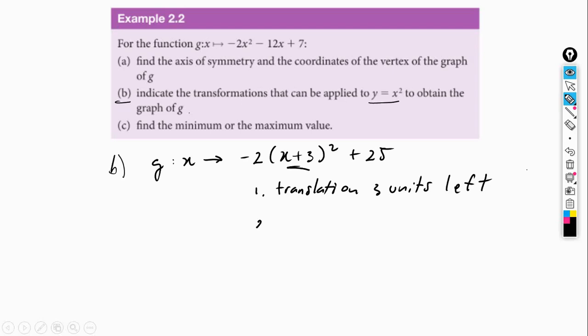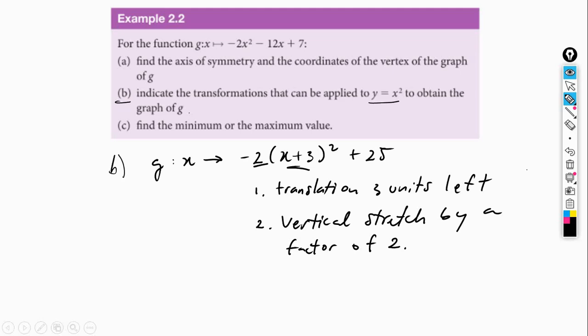For 2, we could say vertical stretch by a factor of 2. And that's from this multiplication, right? 2 times this. Then, because the 2 has a minus in front, we could say reflection across, in this case, it would be the x-axis.